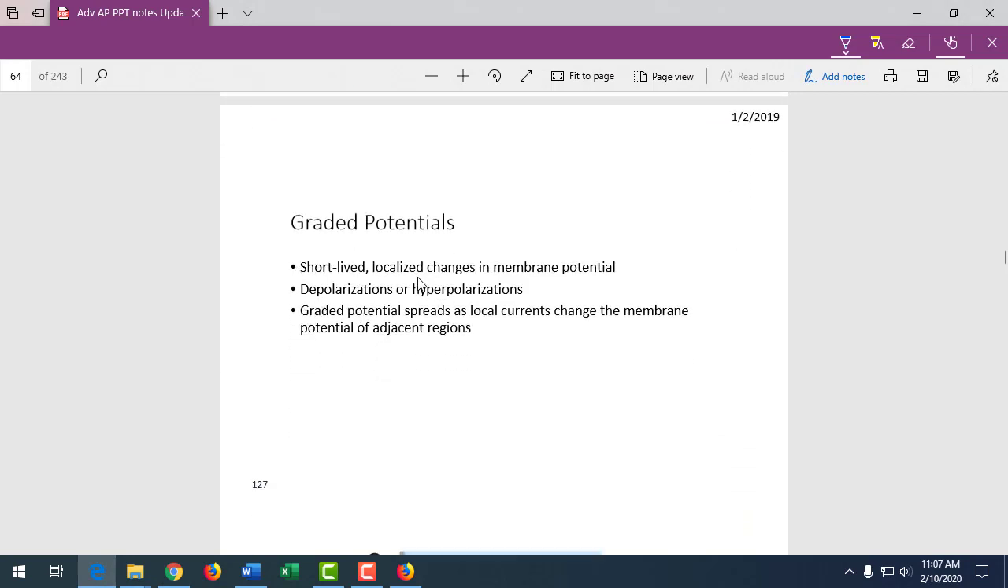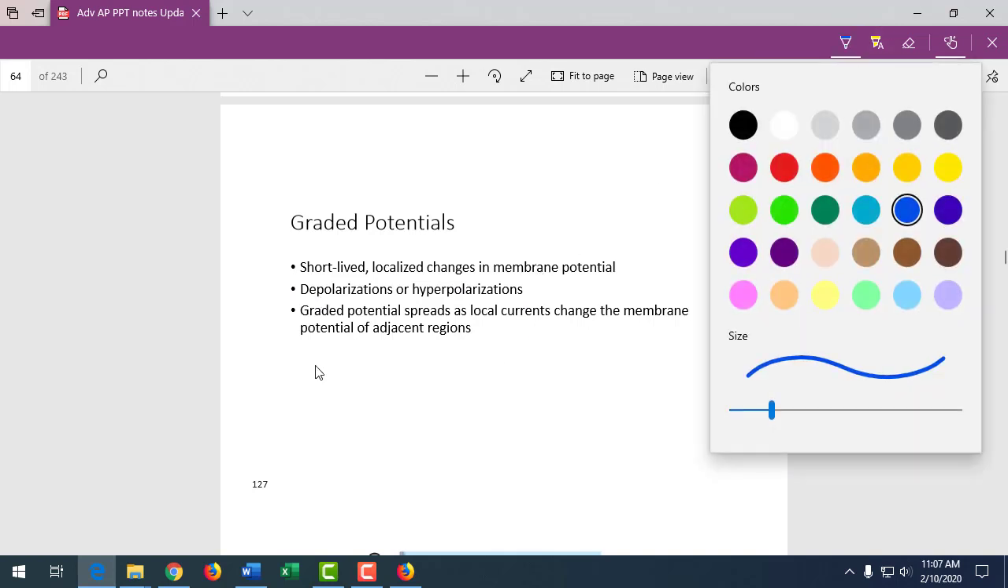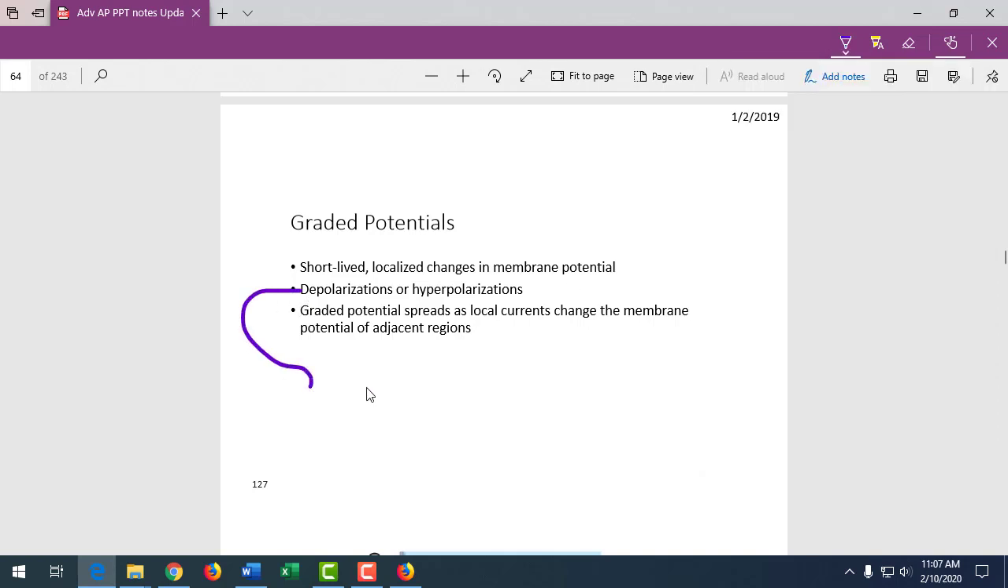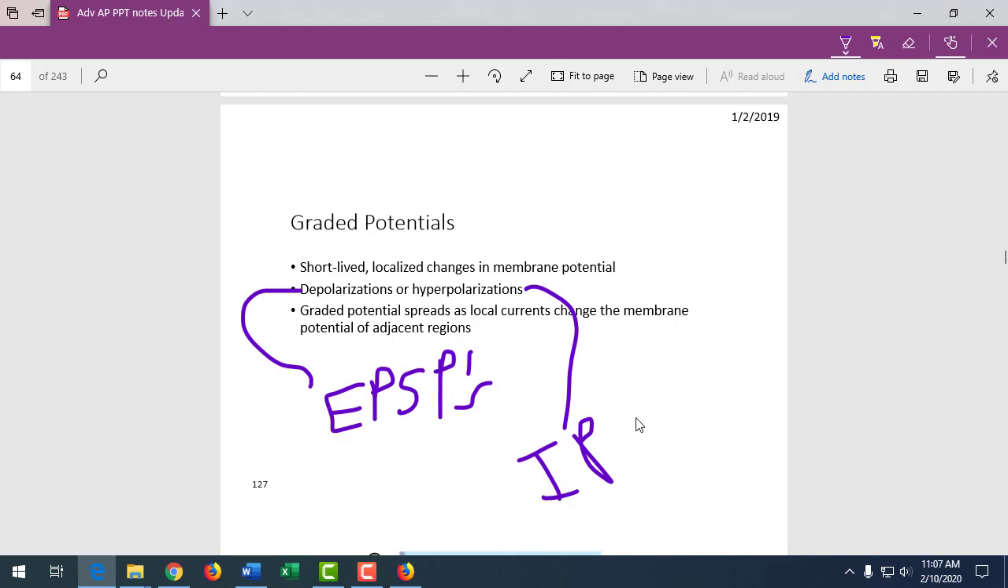So they're short-lived, they're localized, they're at the dendrites, and they can go upward or downward, right? So if they are depolarizations, we call them what again? This is a little later in your notes. We call them excitatory postsynaptic potentials, or EPSPs. And if they are downward, we call them IPSPs. These are examples of graded potentials that go away from threshold.